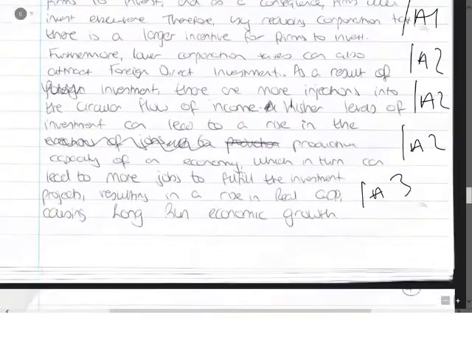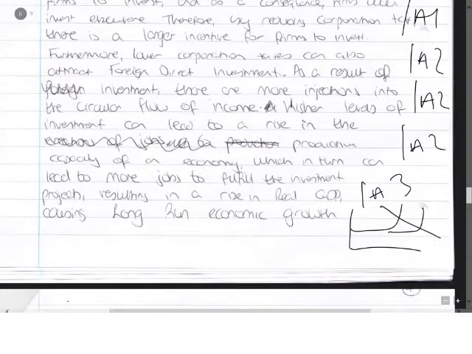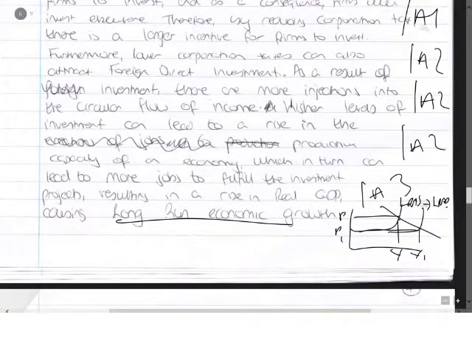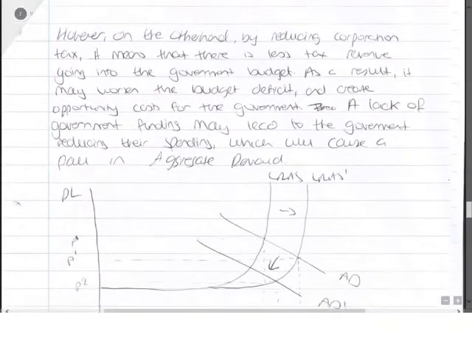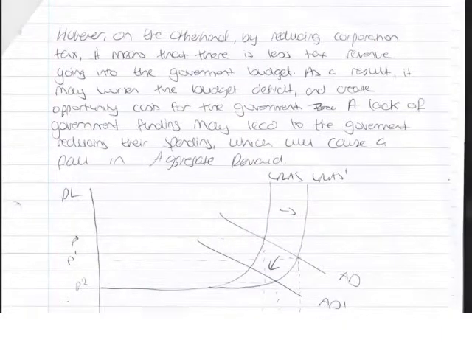One thing that could be relevant here, just as an extra mark, is a long-run aggregate supply graph. And then that could have been linked in terms of the long-run economic growth or the rise in output. We could have just analysed that very quickly using the graph there. However, on the other hand, reducing corporation tax means that there's less tax revenue going into the government budget.